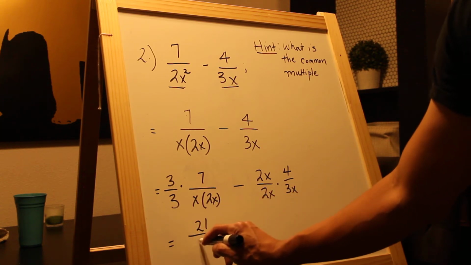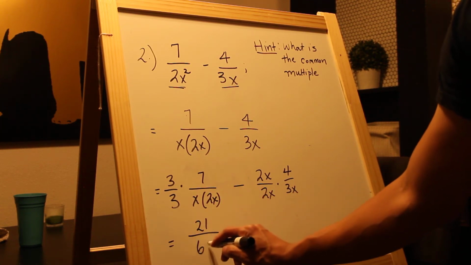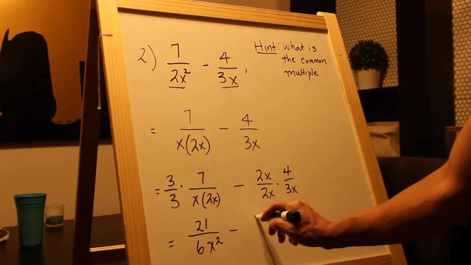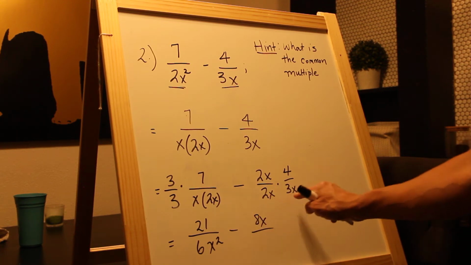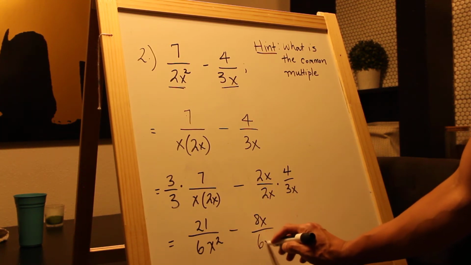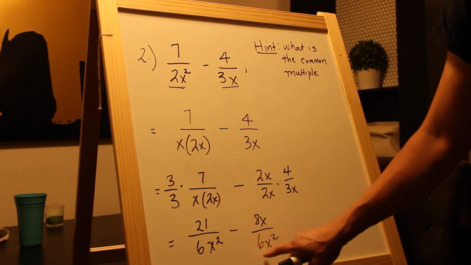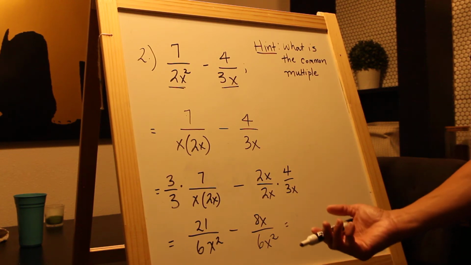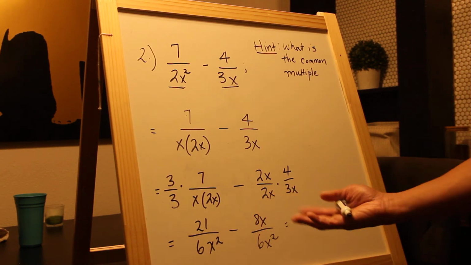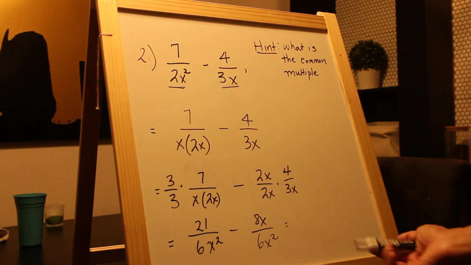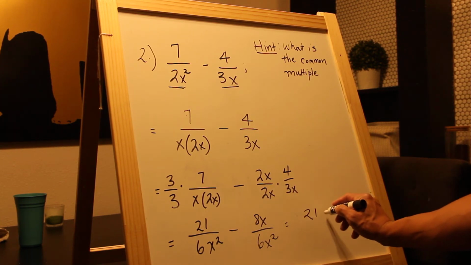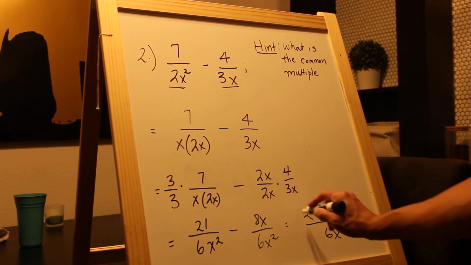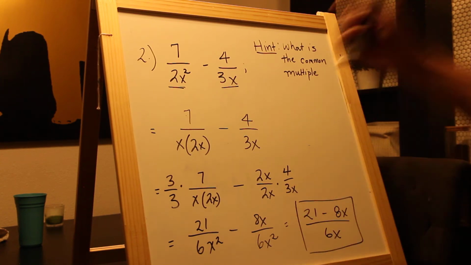Now, if I simplify appropriately, 3 times 7 is 21 over 3x times 2x, which makes this 6. x times x is x squared. Minus 2x times 4 is 8x over 2x times 3x, which gives me 6x squared. So you see right here, I now have the same denominator. Now all I have to do is combine like terms in the numerator. As you can see, I can't combine those terms. So therefore I leave it as 21 minus 8x over 6x, and that would be my answer for number 2.